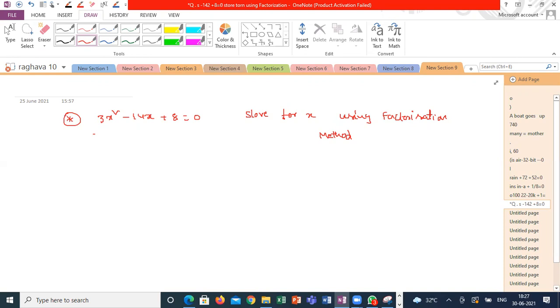What is the product, guys, here? Vaishnavi? Sir, x is equal to 4 and 2 by 3. Yes, x is equal to 4 and 2 by 3. Right answer.